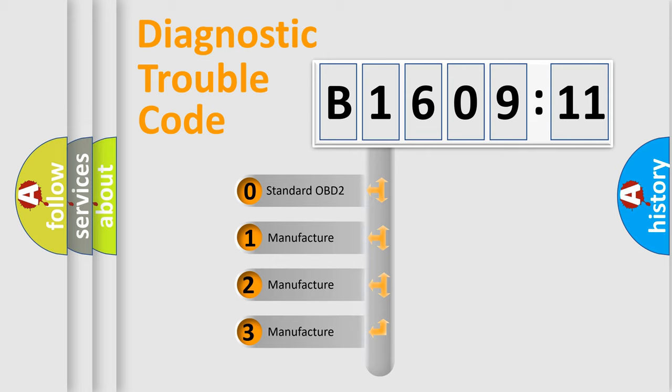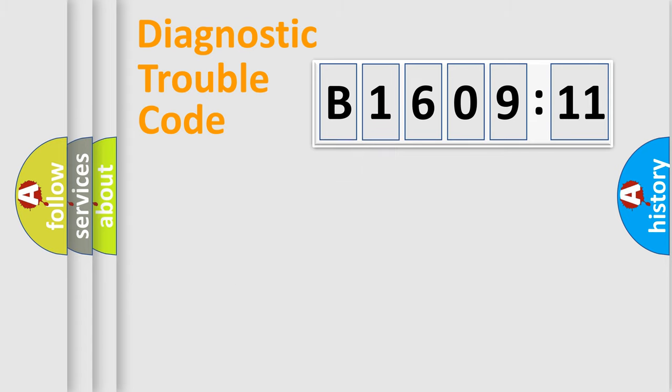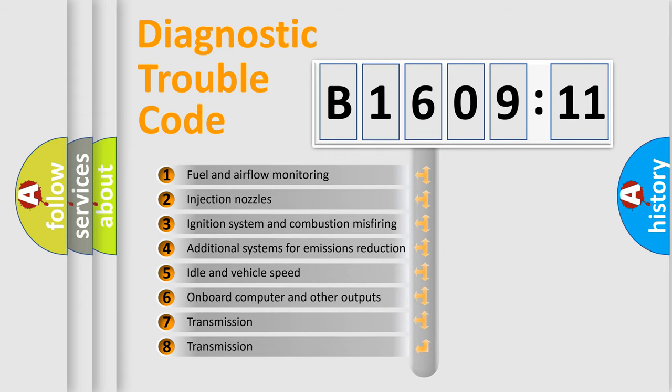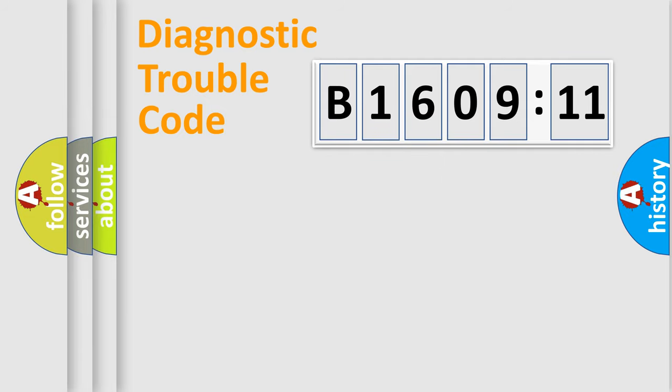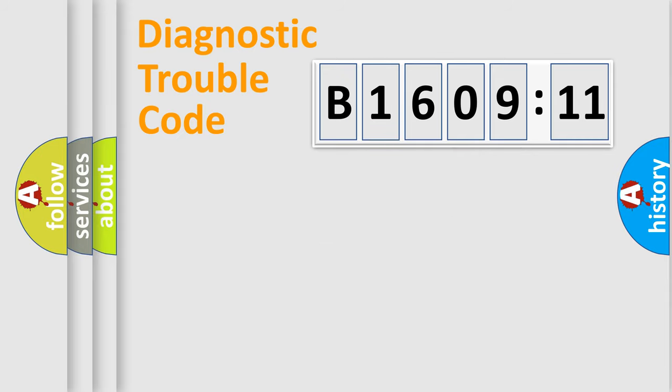If the second character is zero, it is a standardized error. In the case of the numbers 1, 2, 3, it is a manufacturer-specific error. The third character specifies a subset of errors. The distribution shown is valid only for the standardized DTC code. Only the last two characters define the specific fault of the group.